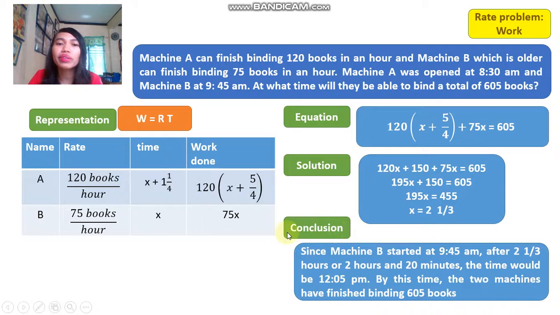Okay, so this is our second problem for our rate problem work. I know you are excited to apply this in our assignment. So, have a good day, class.